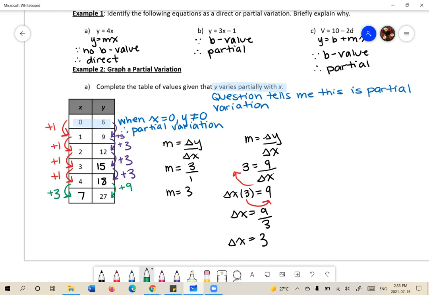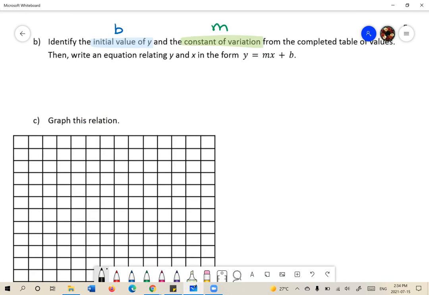Going back to part A, it's asking us for the initial value of y, which means it's asking for our b value. Your b value is when x is equal to 0, what does y equal? So in the table of values, when x is equal to 0, y is equal to 6. Therefore, b is equal to 6, and we already determined that our slope was 3. So b is equal to 6, and m is equal to 3.